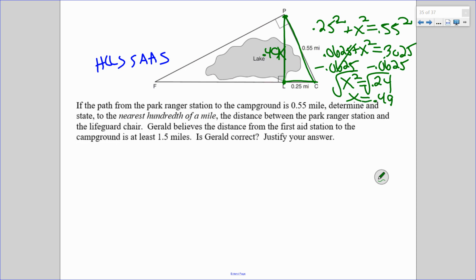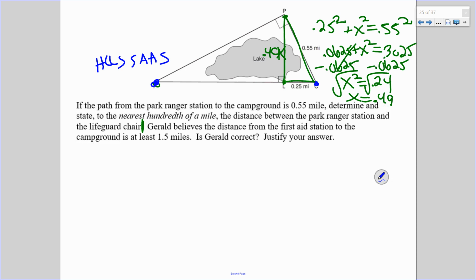So, does that make sense? Sure. That looks like the number fits. I am up to here. Gerald believes the distance from the first aid station, so let's do different colors now, from the first aid station to the campground is at least 1.5 miles.